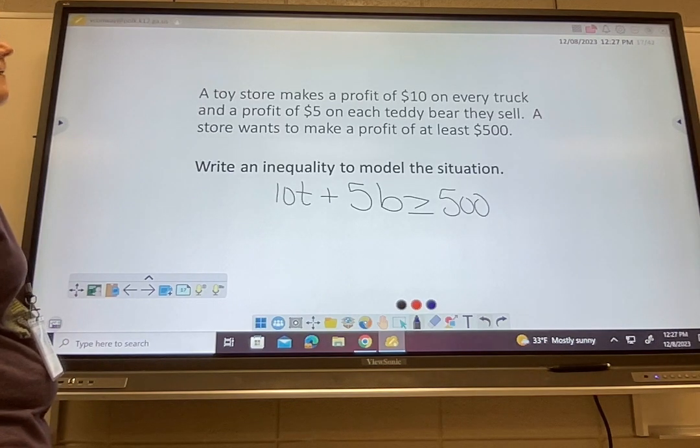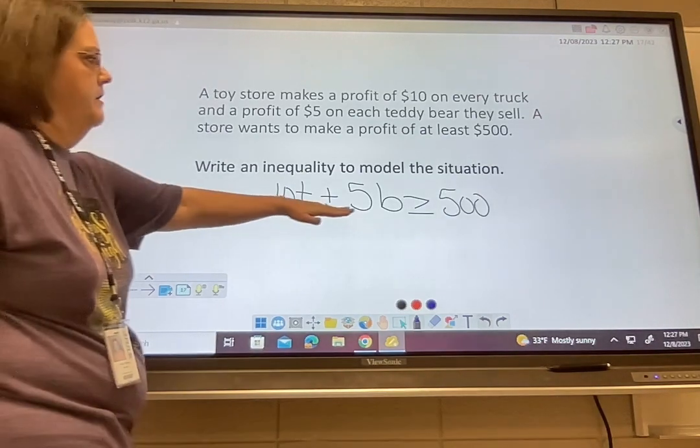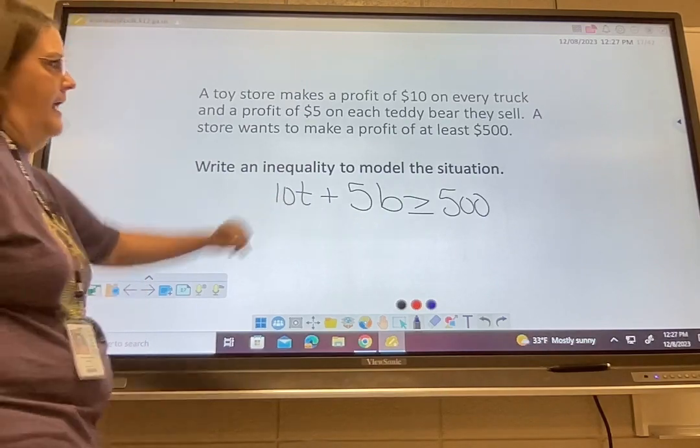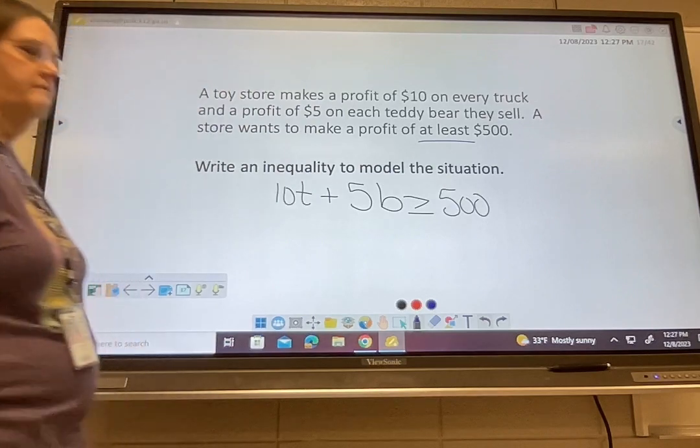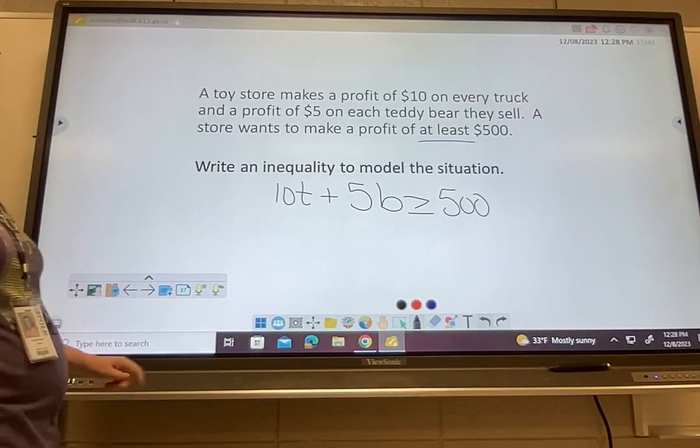A toy, I thought, since it's around Christmas time, I liked this question. I made it up. All right, so $10 on every truck and $5 on every bear, and they want a profit of at least, that's greater than or equal to $500. You know they want to make all the money they can.